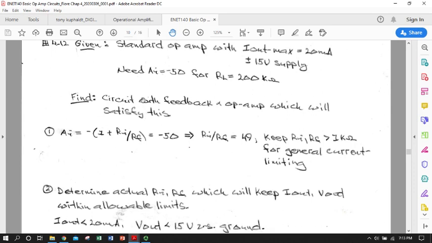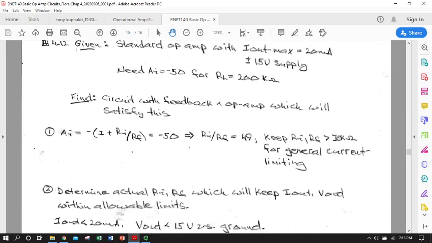So it looks like the first thing we want to do is define the feedback resistor network. We can go back through our current gain expression, -(1 + Ri/Rf) = -50. So that means the ratio of the inverting resistor to the feedback resistor is 49.